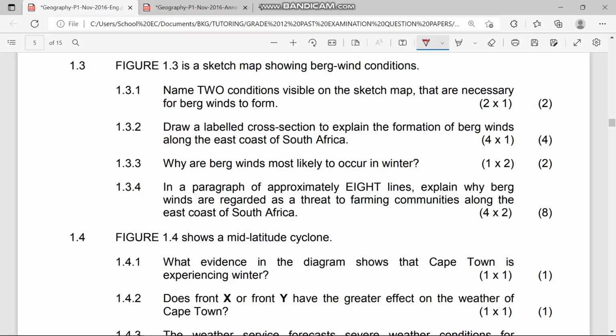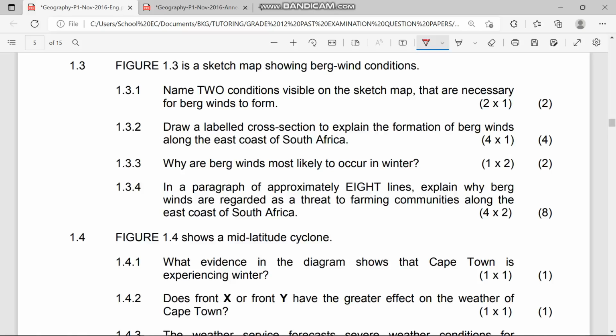Let's continue with our question paper, the 2016 November past question paper, which is very good, knowledgeable and informative for you guys in terms of knowing how to tackle your questions during your final examination.